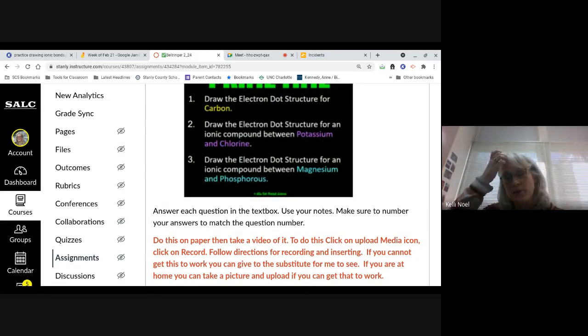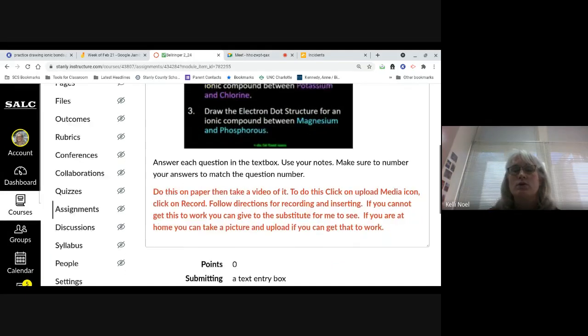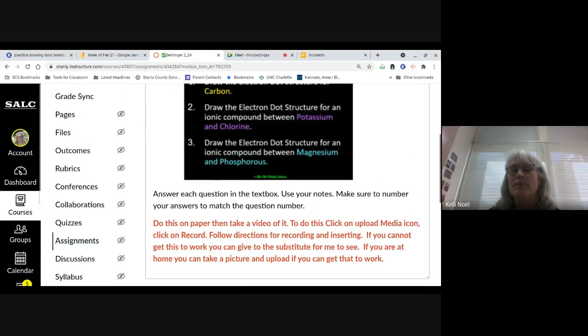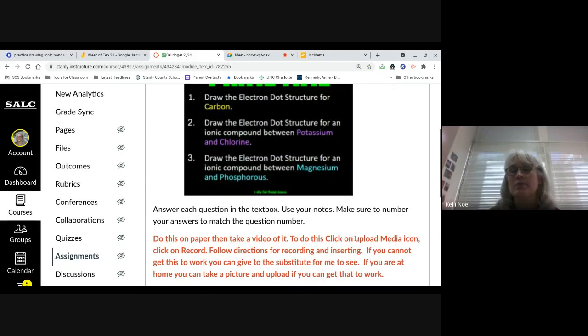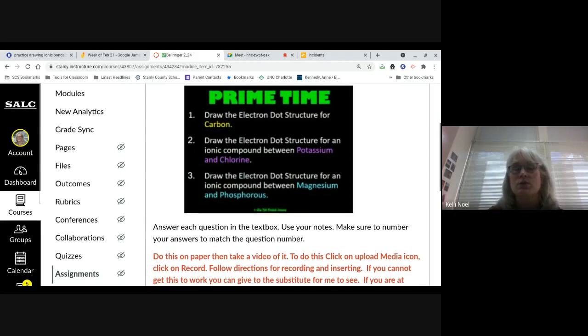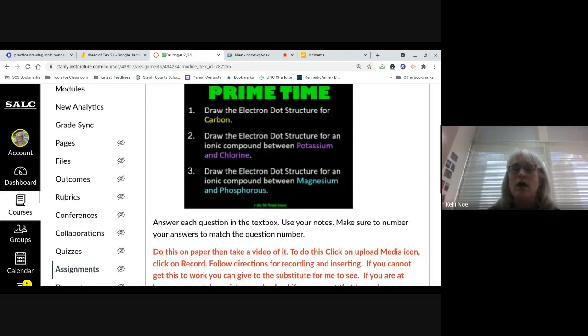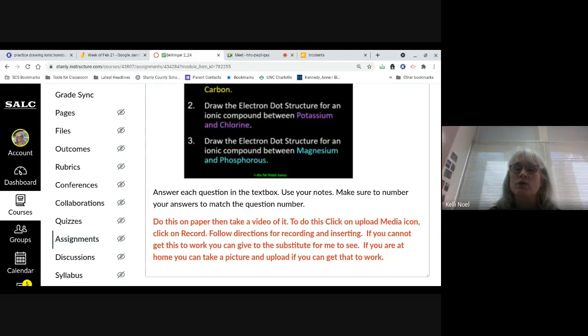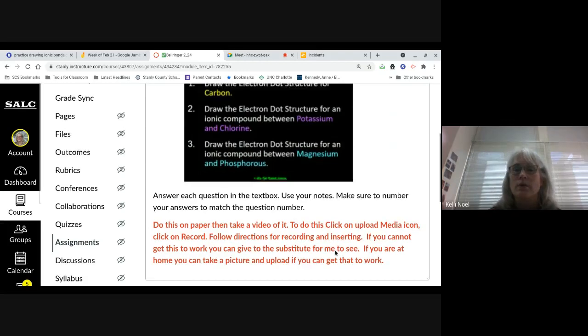You're going to need a sheet of paper. So I'll have the sub give you a sheet of paper. And you're going to then take a video of this. When you do this, you're going to click on the upload media icon when you get your text box. You're going to click record and you're going to record this. But since many of you will be here at school, you can just hand the sheet of paper to the substitute and I will grade it then and get your points in. But if you want to try this, you can. If you're working from home, you do need to follow the instructions in red here for this.